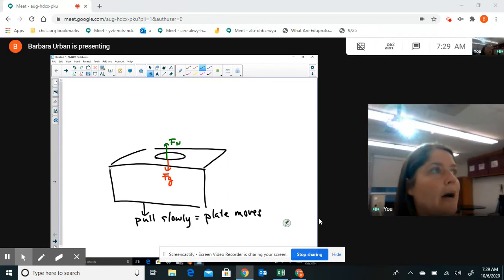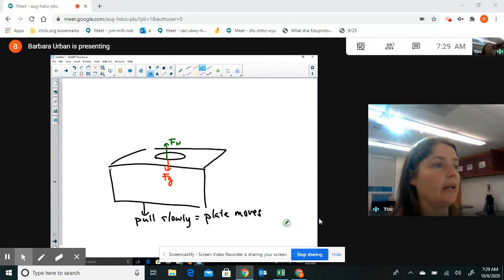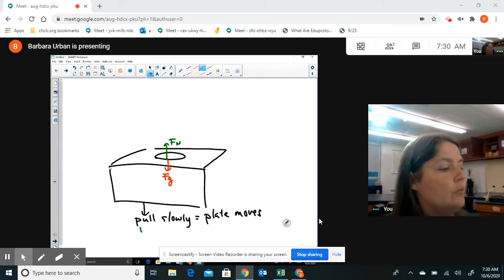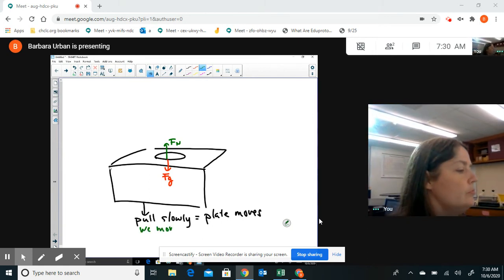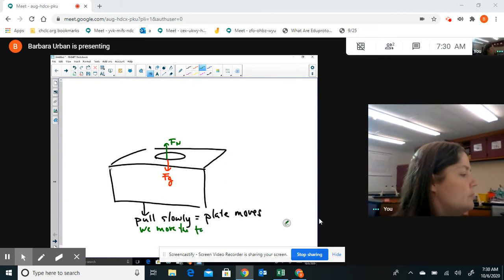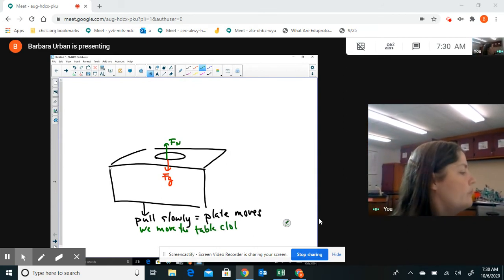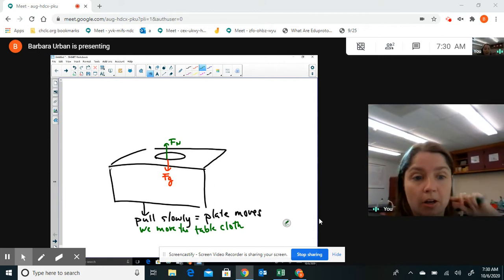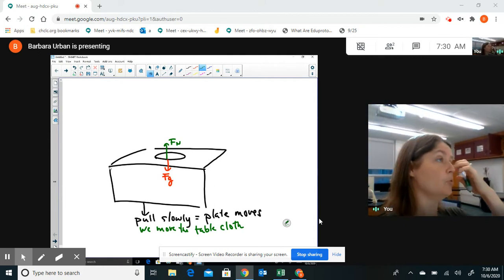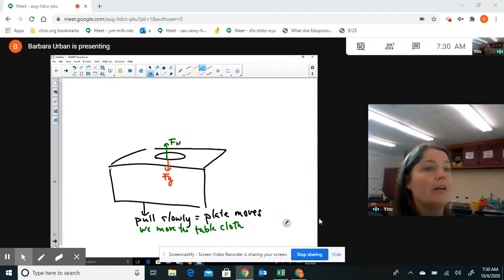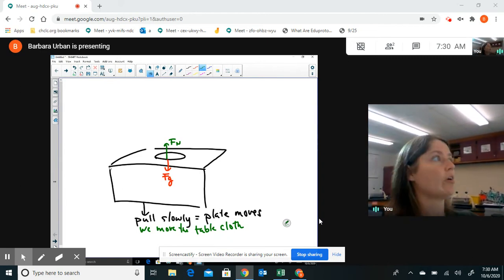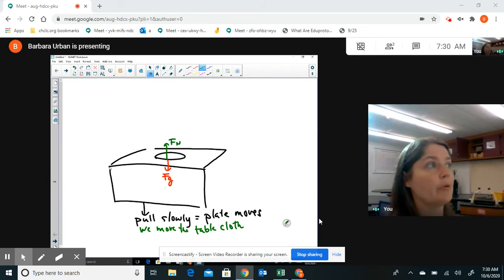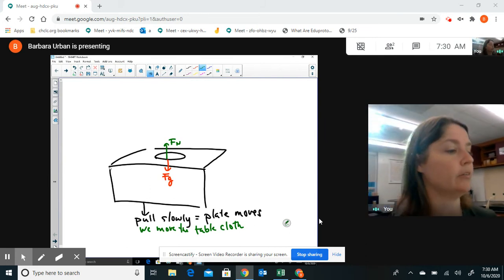Now we have to think about what is actually moving the plate. So we are moving the tablecloth, but we're not directly touching the plate. So we need to figure out what force is actually moving the plate along. The only thing it's in contact with is our tablecloth here. So we know that the tablecloth has to be what's pulling on the plate.